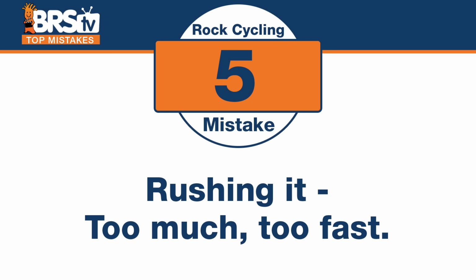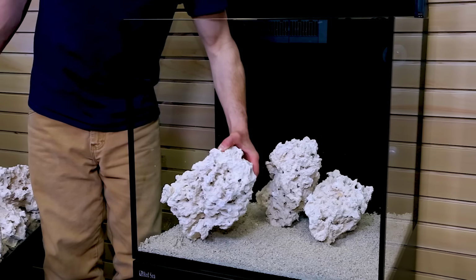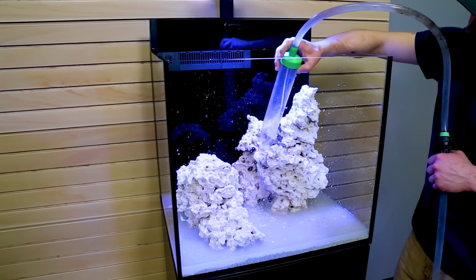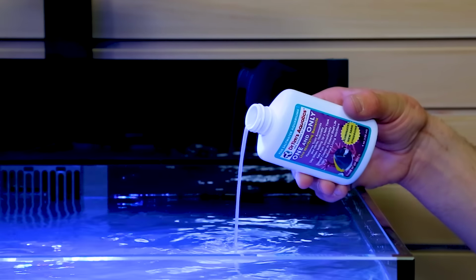All right, so number 5 is actually something that we all have done on our first tank, but generally get progressively better about. The mistake is rushing it or putting too much too fast. A common theme in the hobby is nothing good happens fast in a reef tank. Same with the cycling process with bacteria, fish, and everything that you're adding in, just trying to get this thing going.